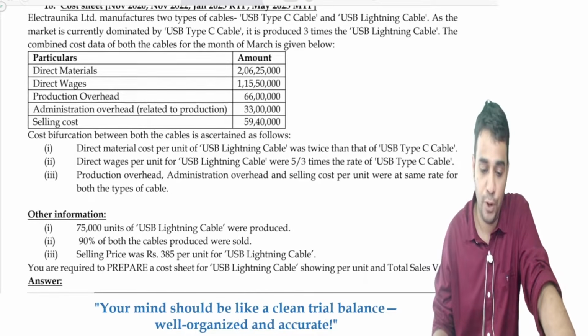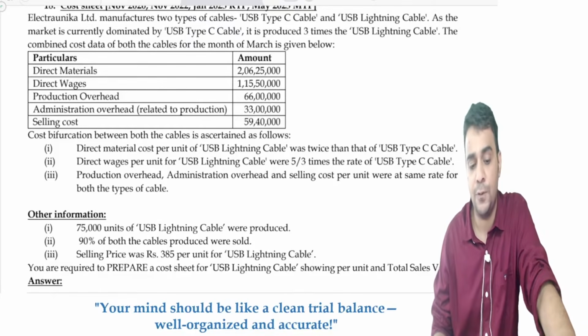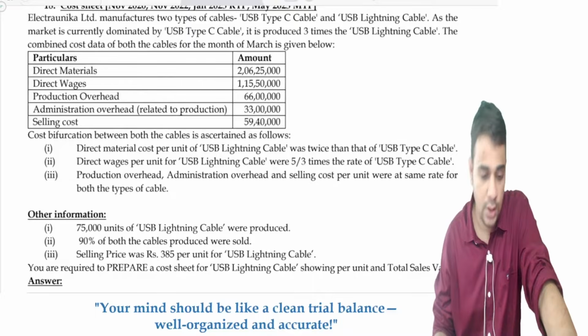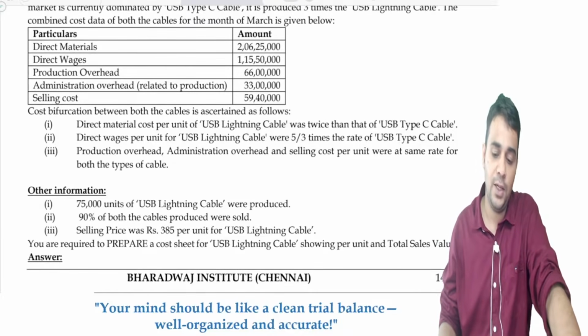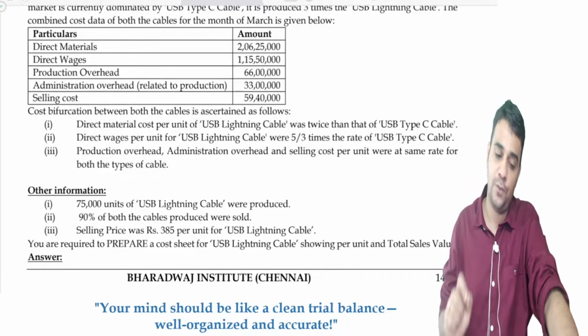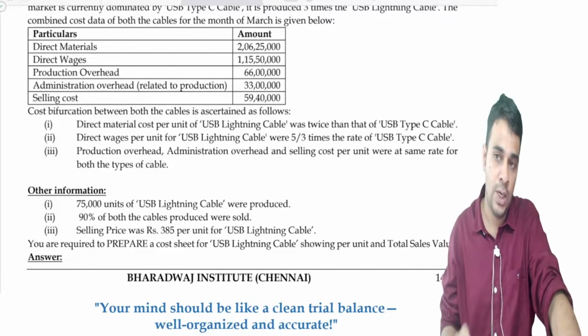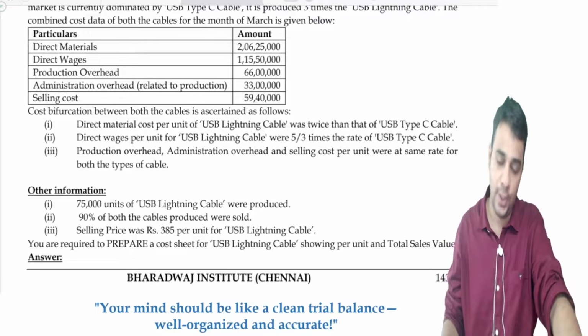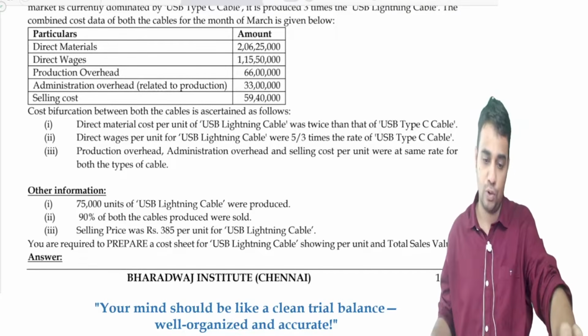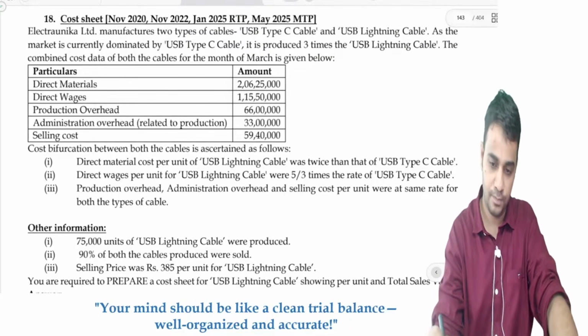75,000 units were produced. 90% of both were sold. Selling price is 385. You are required to prepare a cost sheet for USB Lightning cable showing per unit and total sales value. Again, a minute or two. Please go through the question.